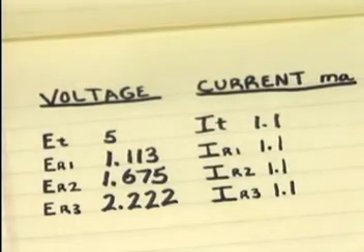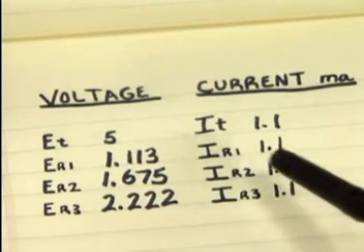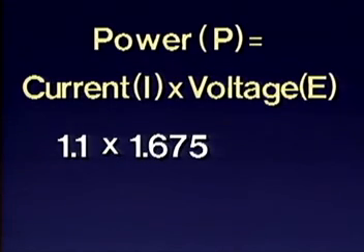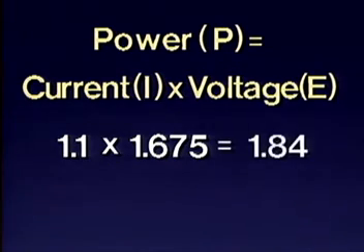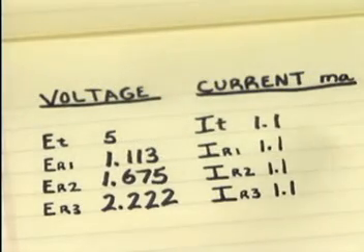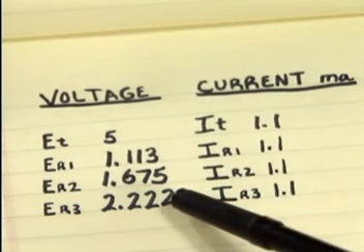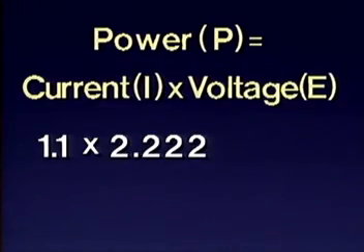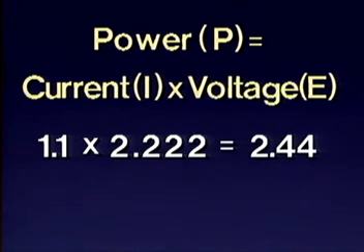IR2 is 1.1 milliamps, and ER2 is 1.675 volts. Therefore, the power dissipated at the second resistor, or P2, is 1.1 milliamps times 1.675 volts, or 1.84 milliwatts when rounded. IR3 is 1.1 milliamps, and ER3 is 2.222 volts. Therefore, P3 is equal to 1.1 milliamps times 2.222 volts, or 2.44 milliwatts when rounded.